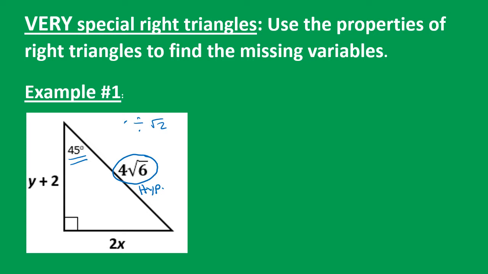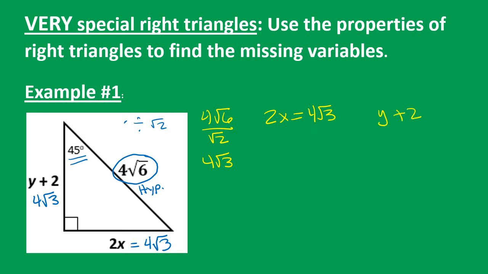So if I come out here and I say, all right, I got 4 square root of 6, and I'm going to divide by square root of 2, that is going to equal 4 square root of 3. So I know that this side here, this leg, is 4 square root of 3. I also know that this leg is 4 square root of 3. Ultimately, my goal in these problems is to solve for x and y. So since I know the length of my two legs, I can come out here to the side and I can set 2x equal to 4 square root of 3, and I can set y plus 2 also equal to 4 square root of 3.